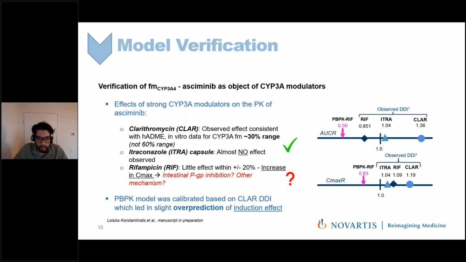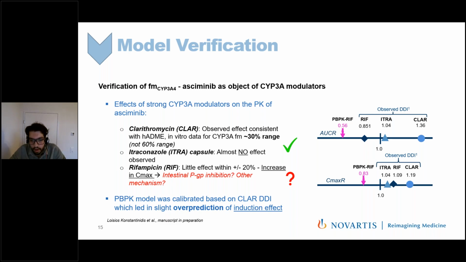Now coming to the final step of the model verification, which included the confirmation of the fraction metabolized by CYP3A4. As I mentioned before, we had a clinical drug-drug interaction with CYP3A4 inhibitors and inducers. We had two strong CYP3A4 inhibitors, clarithromycin and itraconazole administered as a capsule, and as a strong inducer, we had rifampicin.